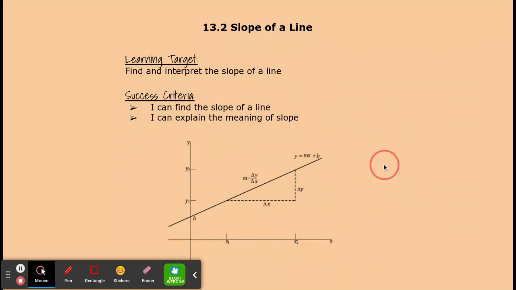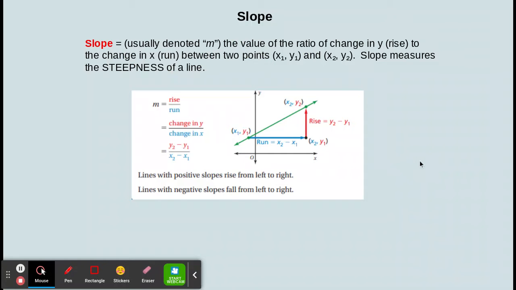13.2, slope of a line. When we talk about slope, we're talking about measuring the steepness of a line. Remember, this line represents all the solutions to a linear equation. The steepness of a line can be described as the rise over the run, or the change in the y direction over the change in the x direction. So it's just slope.